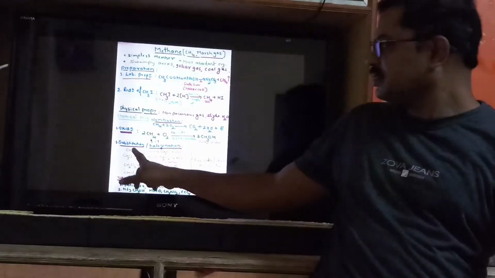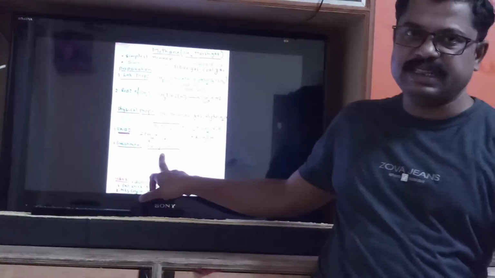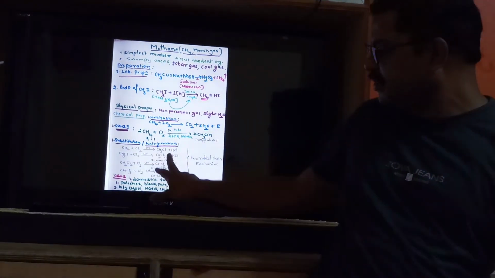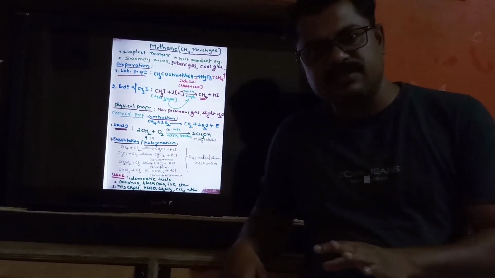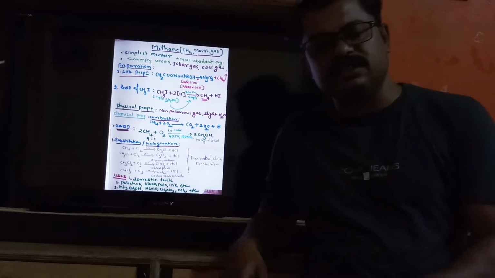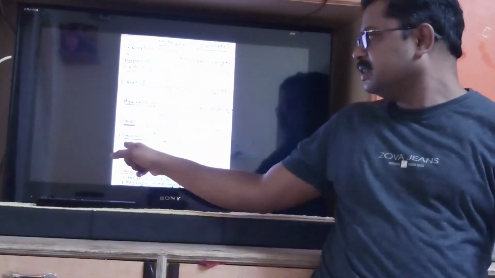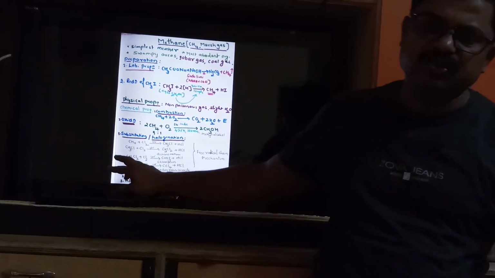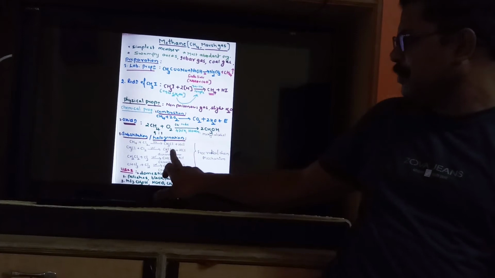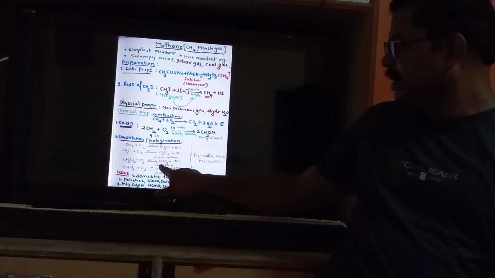The first reaction is methane and chlorine, so it forms chloromethane. This type of reaction is called a free radical chain reaction, a free radical mechanism. This is also very important from the examination point of view. Here chloromethane once again reacts with chlorine, so it forms dichloromethane. Again dichloromethane reacts with chlorine, so it forms chloroform.